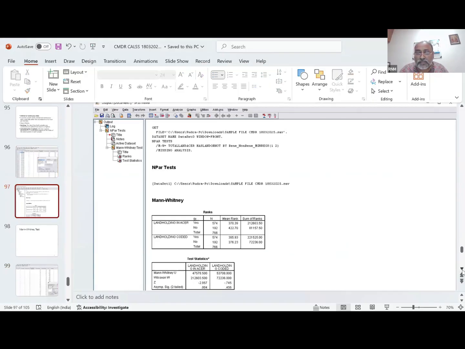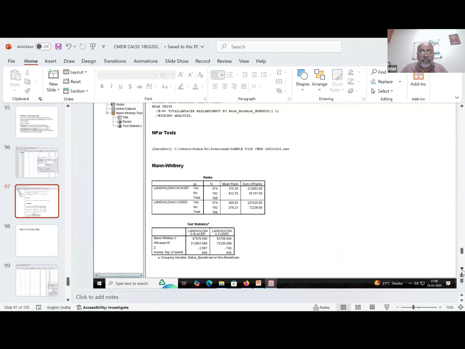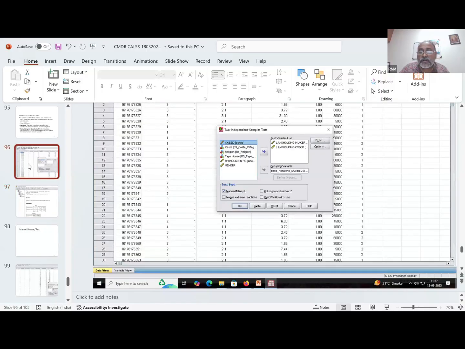What it is showing again, our groups were landholding in acre and landholding coded. This is, I think, for example purposes. For two groups, I have given knowingly that you use one coded variable and one continuous variable in the group, then derive the Mann-Whitney test.